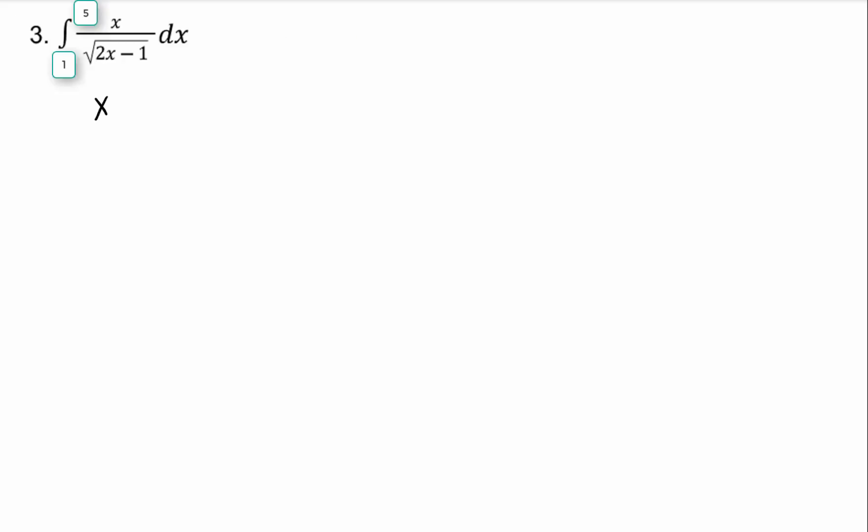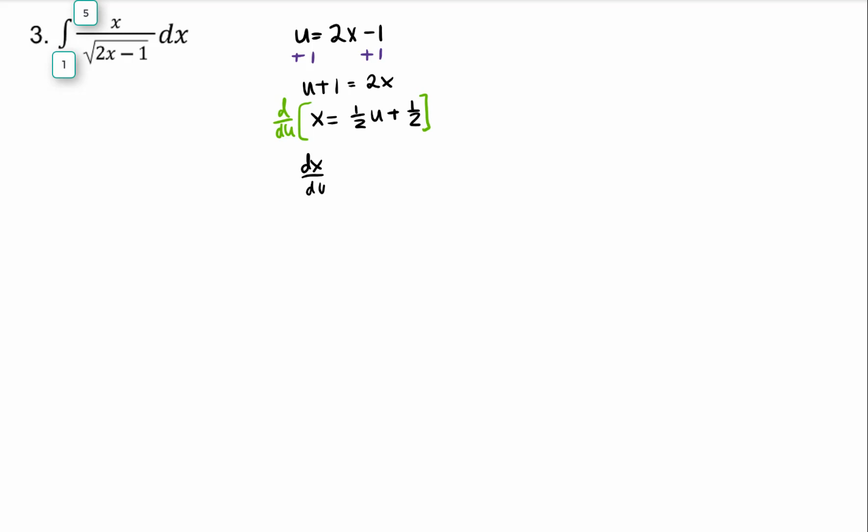For number 3, I could definitely check, can I use the reverse chain rule? But the derivative of 2x minus 1 is 2, and I have an x here, so no, I cannot. So we're going to have to use u-substitution. U is equal to the radicand. Solve for x. Derive x with respect to u. And solve for dx.